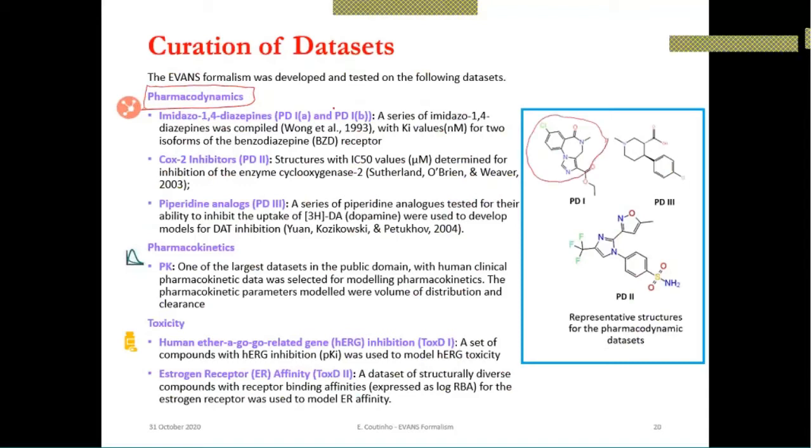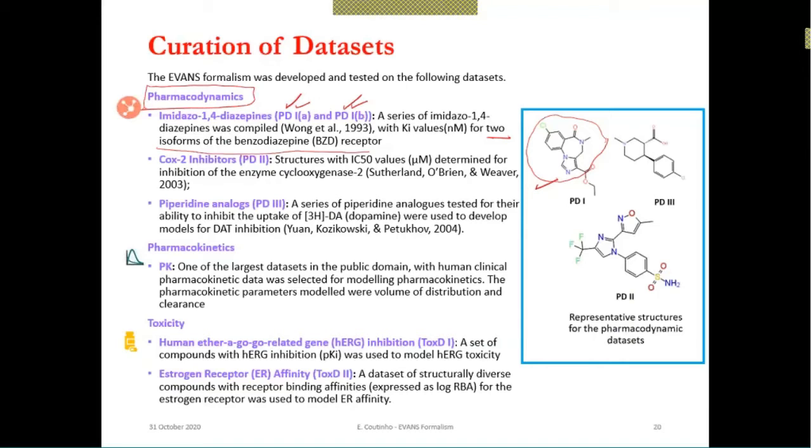Molecules in this structure give us a distinction of two data sets, which we label PD1A and PD1B, because these molecules were tested for two isoforms of the benzodiazepine receptor. So we have two values for the activity: one is in PD1A, and the activity for the other isoform is attributed to the PD1B data set.